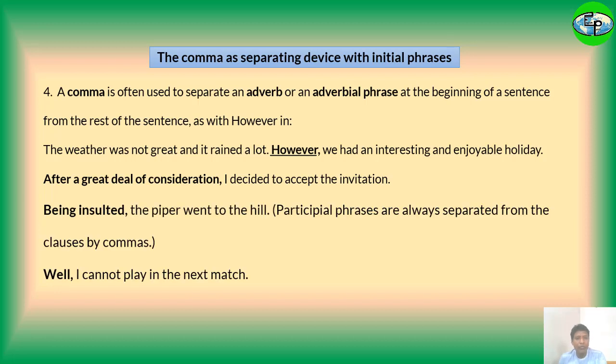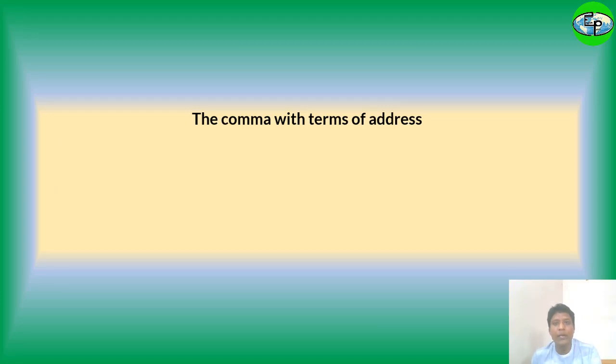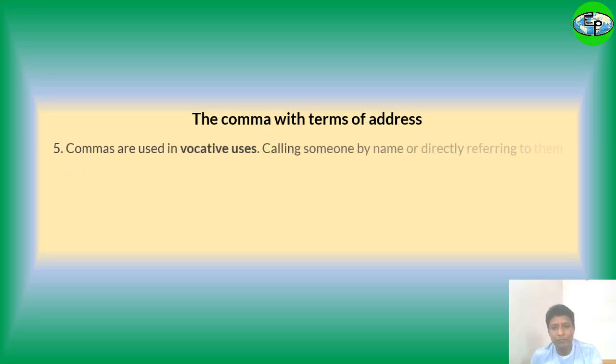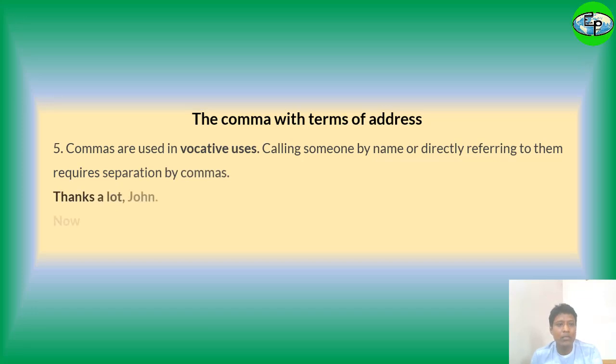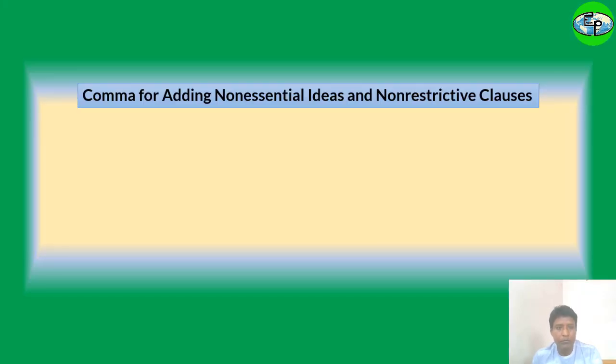Being insulted, the piper went to the hill. Participle phrases are always separated from the clauses by commas. Well, I cannot play in the next match. The comma with terms of address. Number 5. Commas are used in vocative uses. Calling someone by name or directly referring to them requires separation by commas. Thanks a lot, John. Now, ladies, what can I get you?